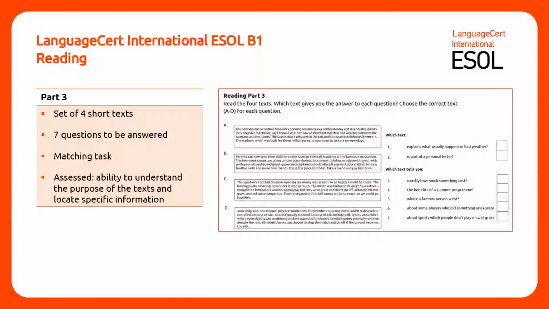Part 3 presents candidates with a set of 4 short texts and asks them to answer 7 questions about them. This is a matching task which assesses their ability to understand the purpose of the texts and locate specific information.